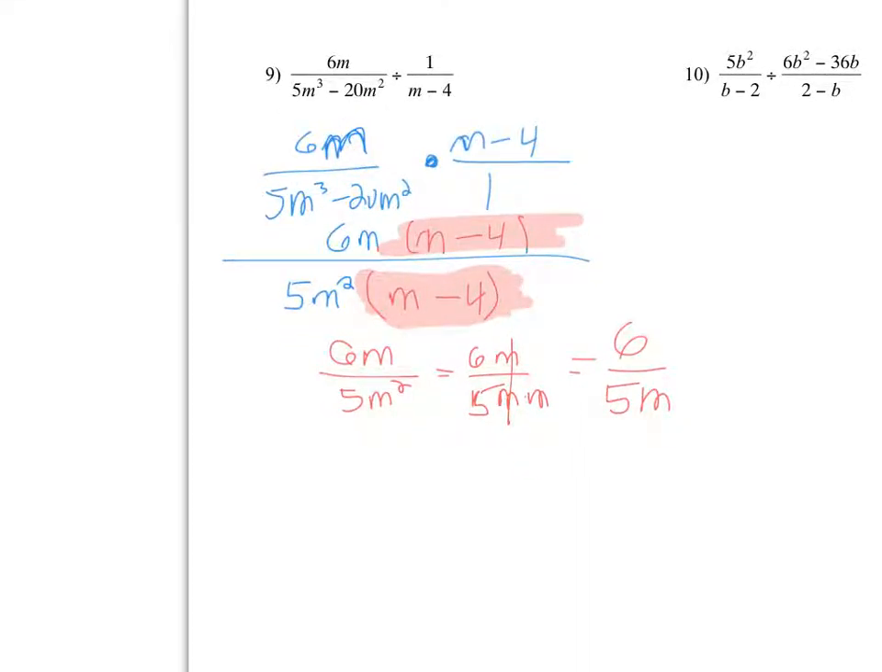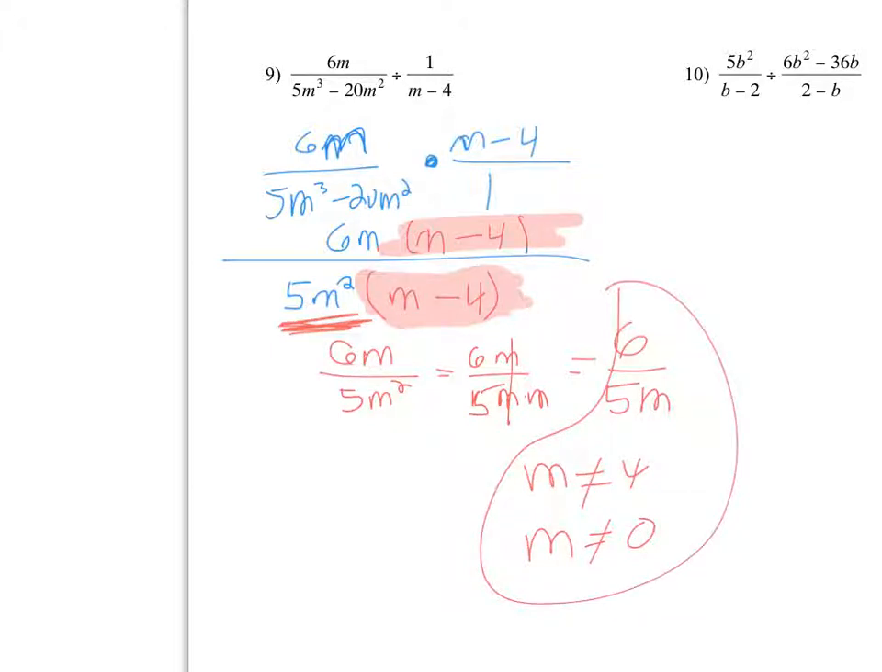Now I got to get rid of all of the things that could have made my denominator 0. What were those? So I go back and look. This 5m cubed minus 20m squared, and this factored version 5m squared times m minus 4. Oh, well, if m was 4, then the denominator would have been 0, so m cannot be 4. And then here, that 5m squared, if m was 0, then that would be 0. So m can't be 0. And so we've got our simplified version with my exclusions.